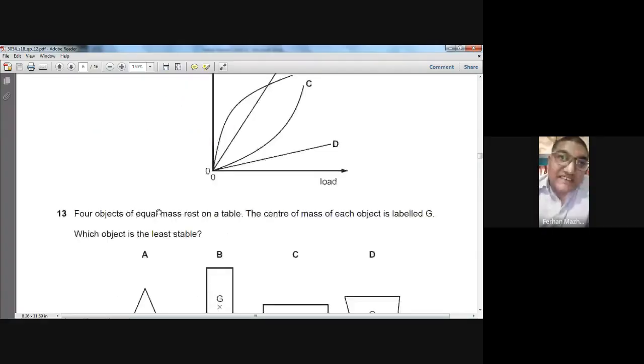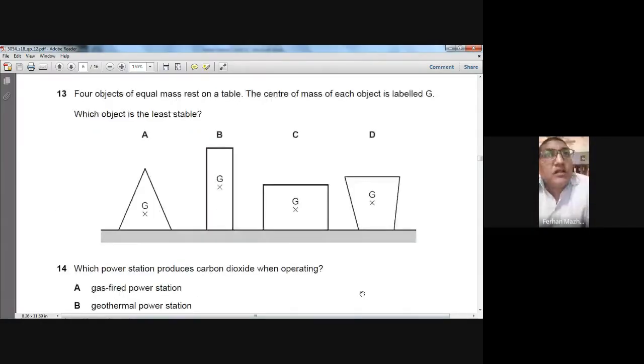Okay, question number 13 is on your screen. 4 objects of equal mass rest on a table. The center of mass of each object is labeled G. Which object is the least stable? Remember, the word is least stable. The least stable is that object whose base area is smaller and whose center of mass is higher. It looks B. B looks the least stable. Question number 13, B.